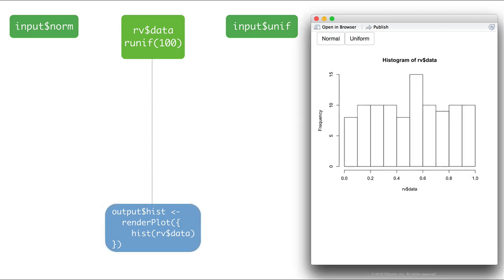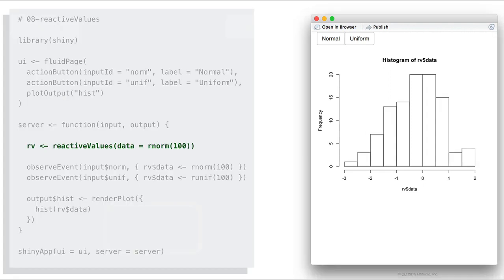And this is what I mean by managing state. We've created some persistent state here in rv$data, and now we're just programmatically manipulating that state through these action buttons. If we look at the code that does this, see that I created the reactive values object in the server function. That's where you should create them. I'm using observeEvent to run code that overwrites rv$data each time someone clicks one of those buttons.